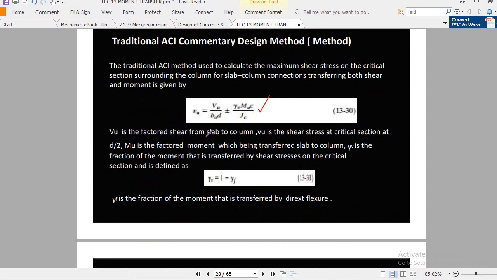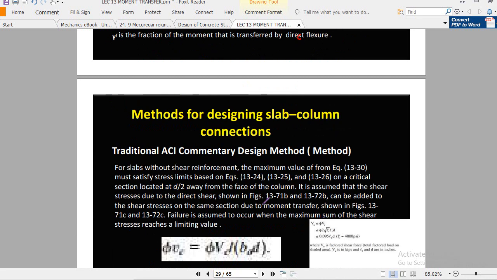Vu is the factored shear from slab to column, and small vu is the shear stress. This is the total shear stress at the critical section at d/2. Mu is the factored moment which is being transferred to the slab. Gamma v is the fraction of the moment that is transferred by shear stresses. And I already explained gamma v equals 1 minus gamma f. Gamma f is the fraction of the moment that is transferred by the direct flexure, right? So I already explained these concepts.